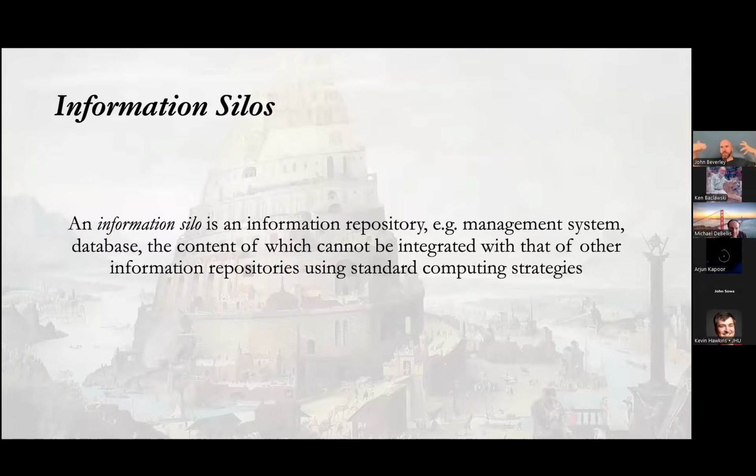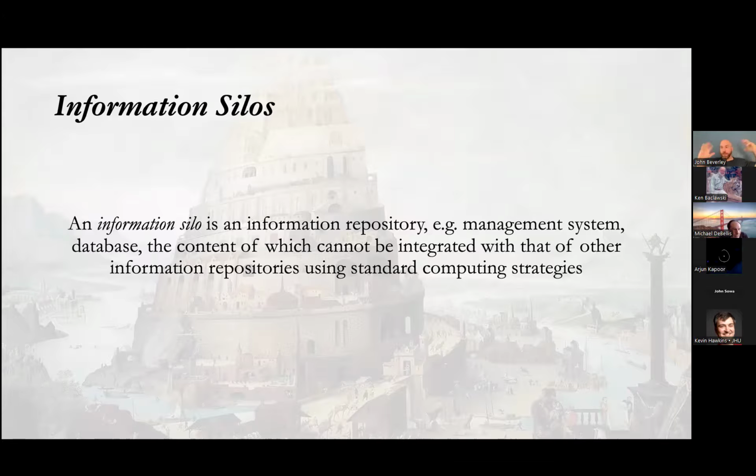Information silos are the targets of interoperability strategies. And these are just repositories, management systems, databases, and whatnot, the content of which cannot be easily integrated with that of other information repositories using standard computing strategies. Now, I know, again, rough, we don't have a lot of time, but there's a lot more here. Sometimes you want silos.